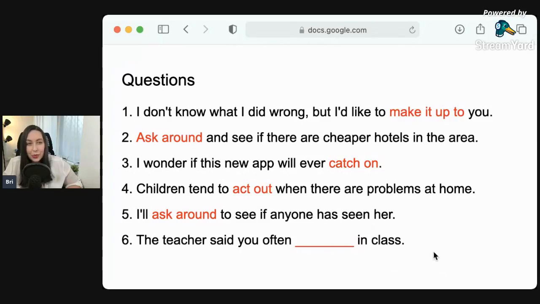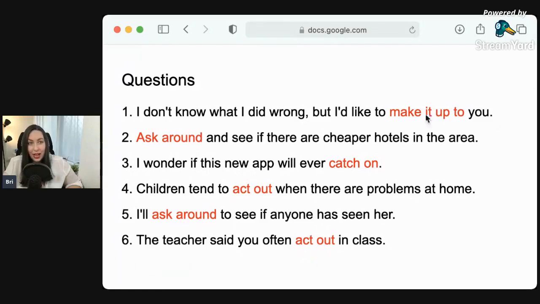So the only one that makes sense here is act out. The teacher said you often act out in class. So that means the teacher said you often behave poorly in class. So maybe the student is talking out of turn, or the student doesn't answer when the teacher asks them a question. They're behaving badly. They're acting out.